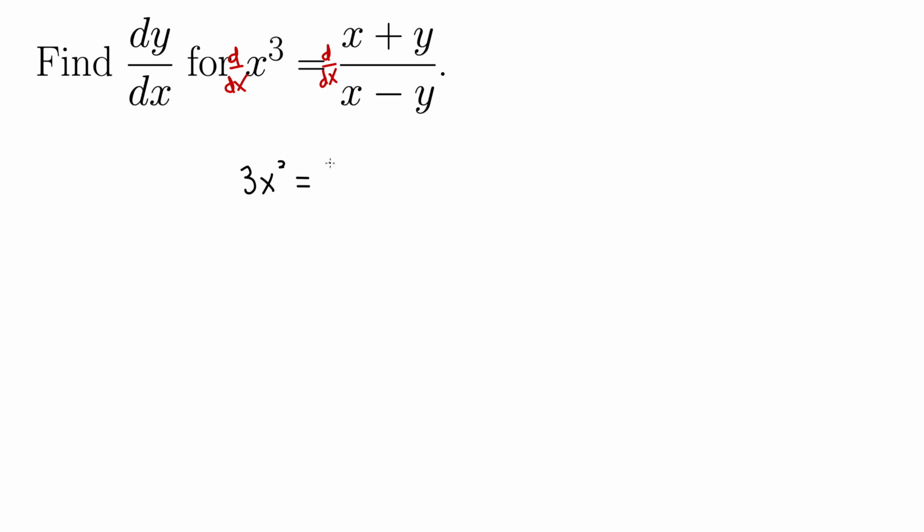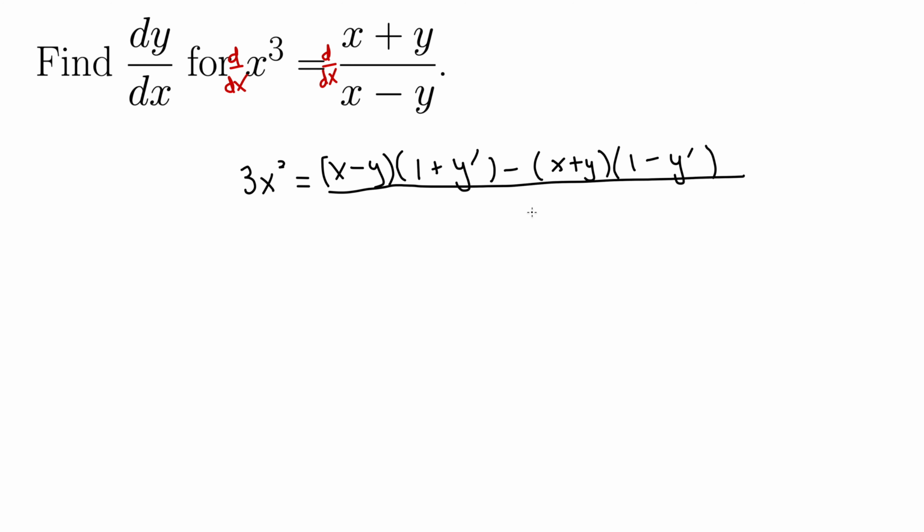Low d high, so low, x minus y, times d high, so the derivative of x plus y. Well, the derivative of x is 1, plus the derivative of y is 1 also, but we have to tack on that y prime since we're taking the derivative with respect to x. That's the chain rule. So we have 1 plus y prime for d high, minus high, x plus y, we just cut and paste that, times d low, the derivative of x minus y, well, 1 minus y prime for the same reasoning. Low d high minus high d low over the square, and away we go, so all over (x minus y) squared.